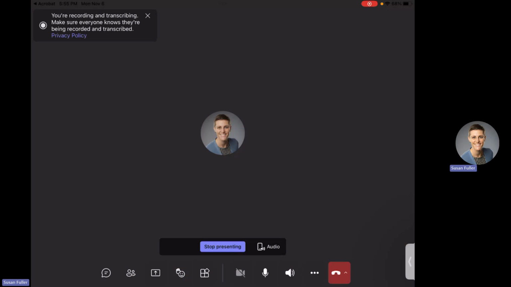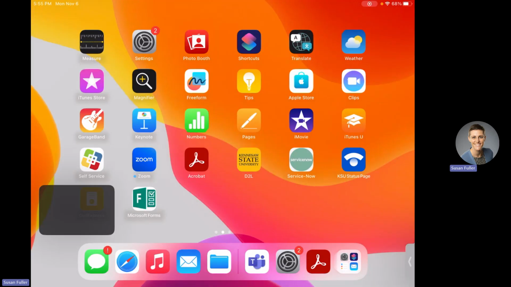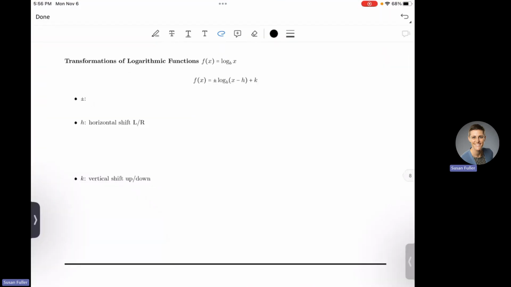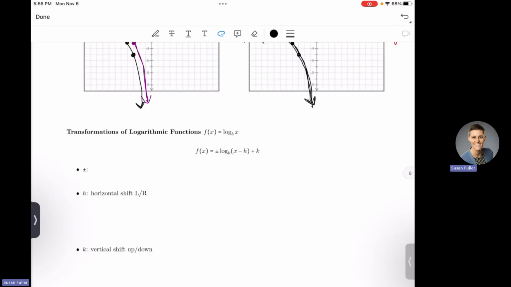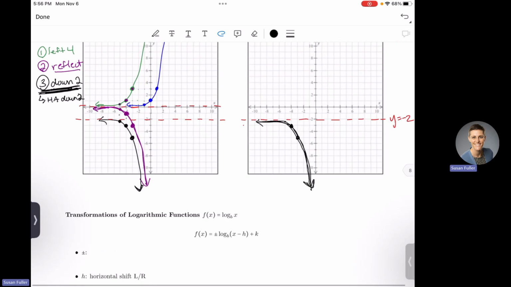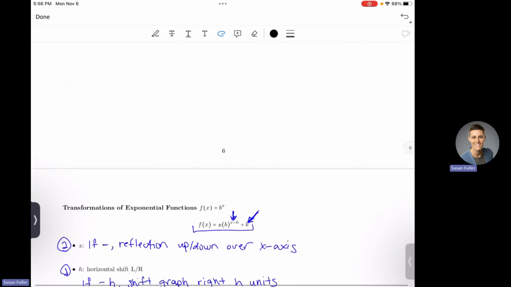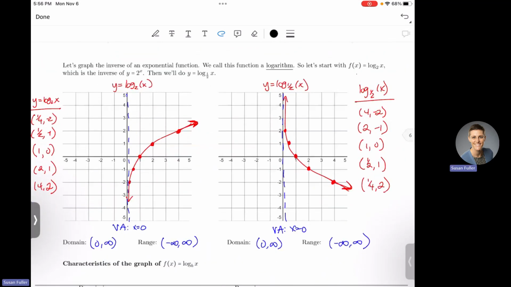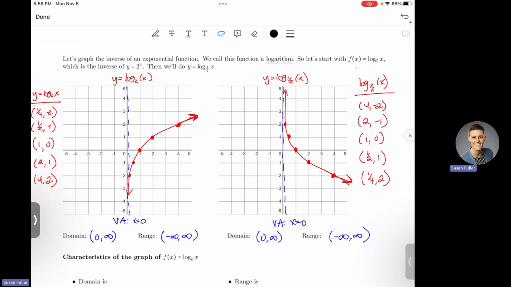Hello everyone. Wanted to make a video for you on transformations of logarithmic graphs. So again, let's head up in class. We covered the graphs of our basic logarithmic functions. So these are what logarithm graphs look like. Again, logs are the inverse functions of exponentials.